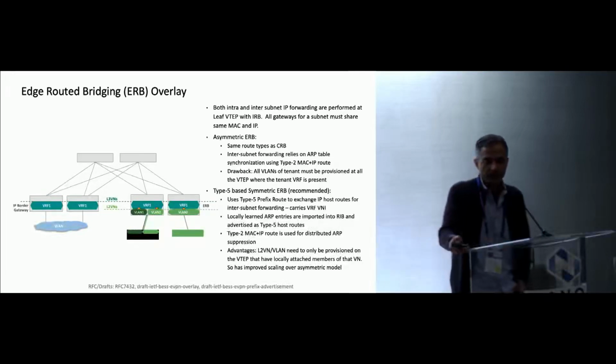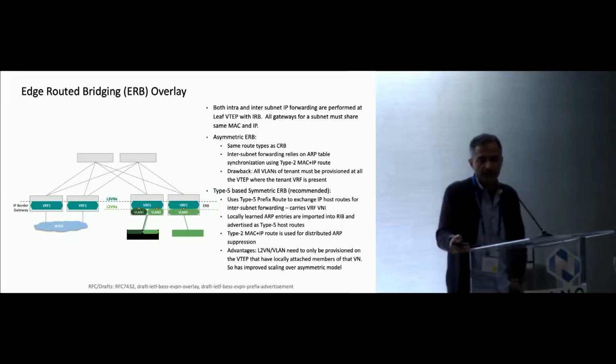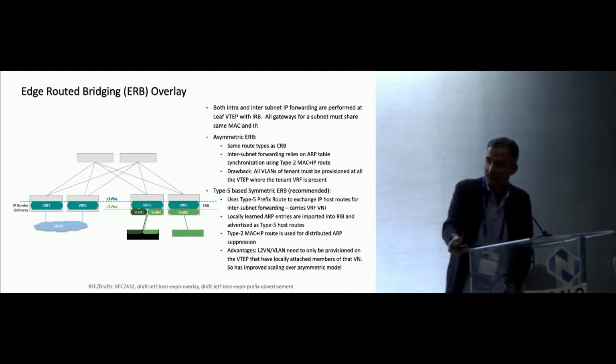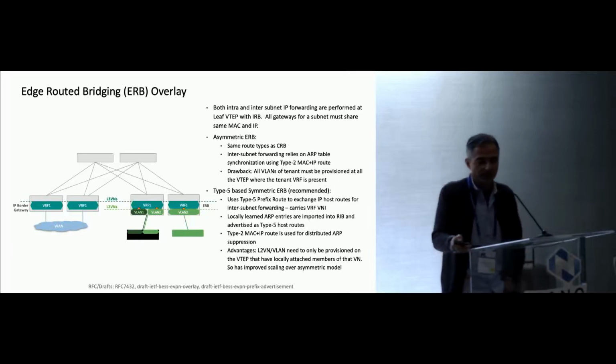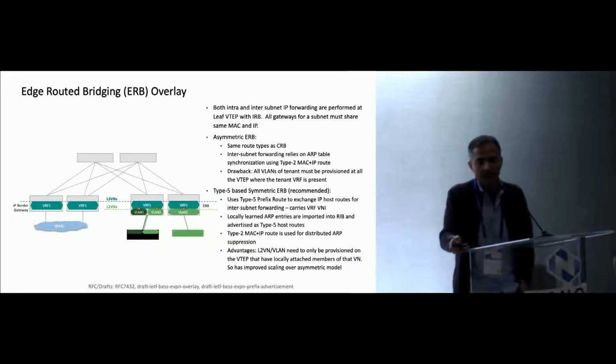So I will talk about type 5 based symmetric ERB. This is a form of symmetric ERB, a form that we implement. There's some FUD out there that Juniper doesn't implement symmetric. We implement type 5 symmetric. And this is different from the type 2 symmetric. So type 5 symmetric uses type 5 routes to do symmetric inter-subnet routing.